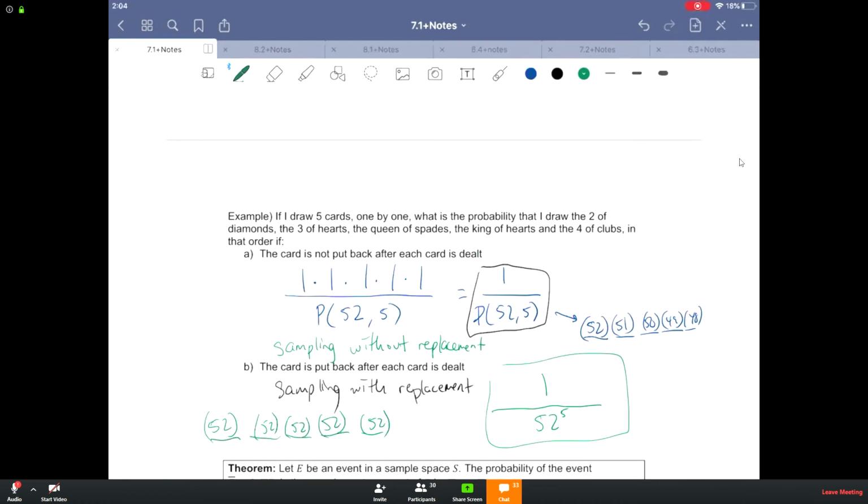All right, are there any questions on those two there? 2.6 times 10 to the negative 9. So yes, that's smaller than the previous one, and it makes sense. It should be super small. This is definitely not a common thing to do, to get the exact 5 cards that you need, specifically 5 cards.